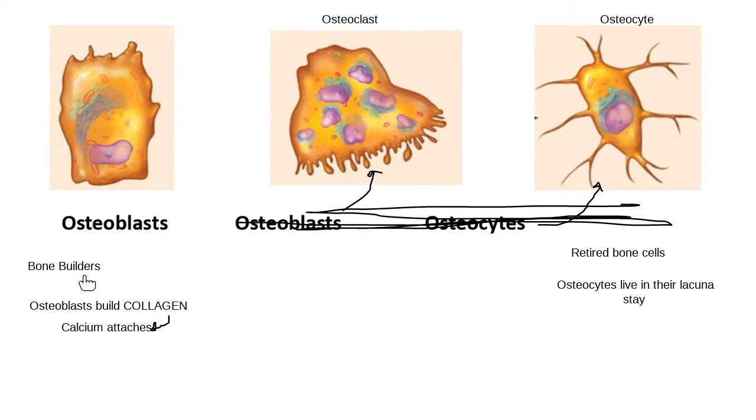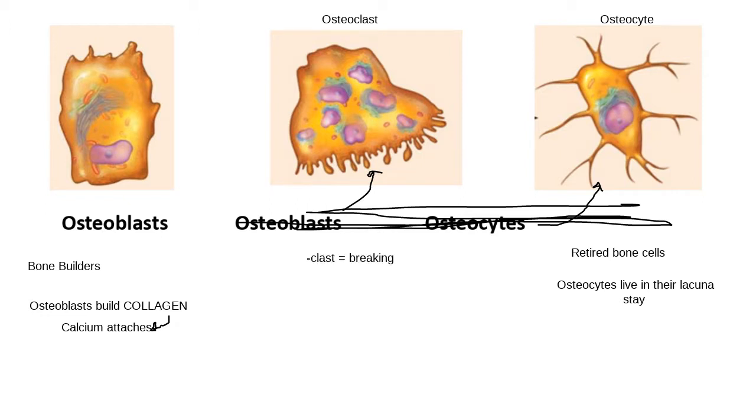Osteoblasts are the up-and-comers. They're building new bone tissue. They're making your bones larger, stronger, etc. That's the osteoblast. Who can tell me what osteoclasts do? What's the job of an osteoclast? Yeah, osteoclasts are my bone breakers.